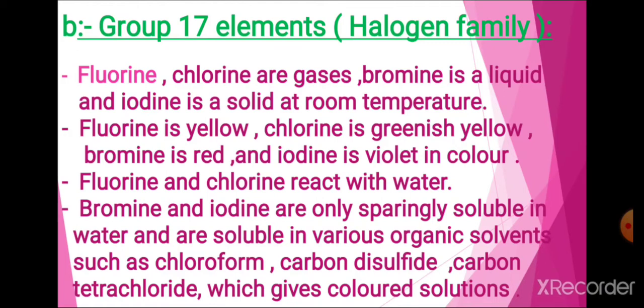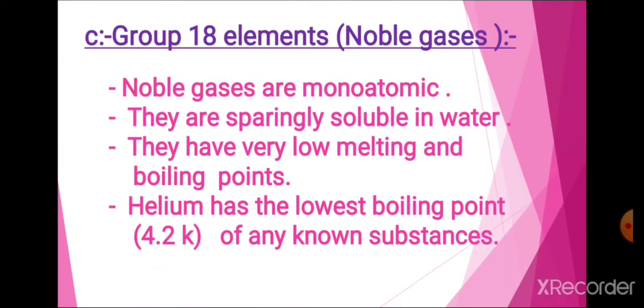Next to this are the properties of group 18 elements, that is the noble gases. These noble gases are monoatomic. Mono means they consist of a single atom. They are sparingly soluble in water. Sparingly means less soluble in water. They have very low melting points and boiling points.